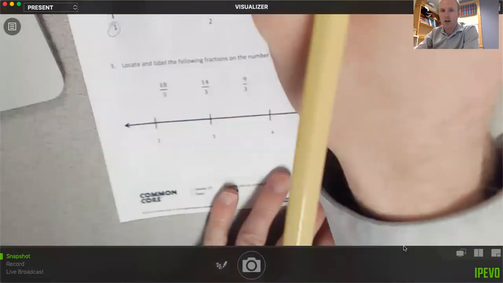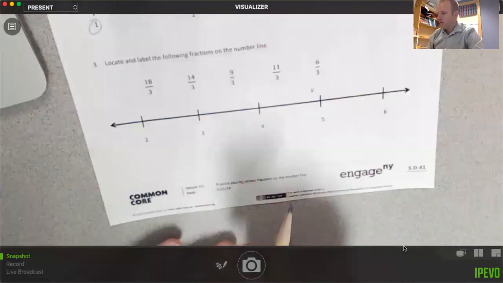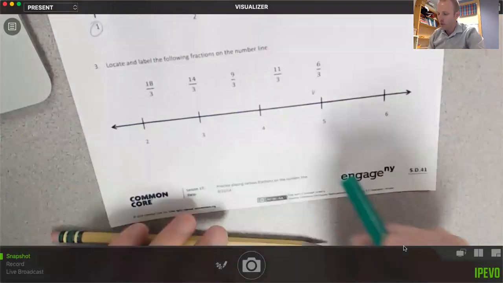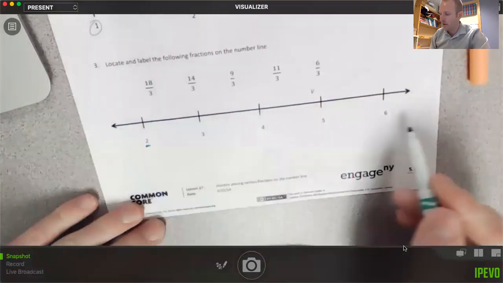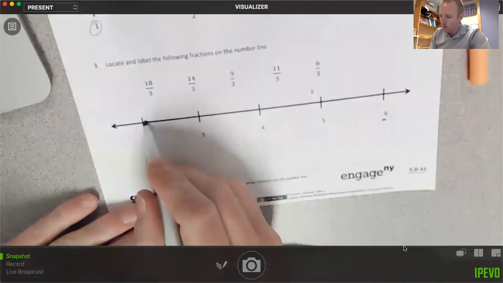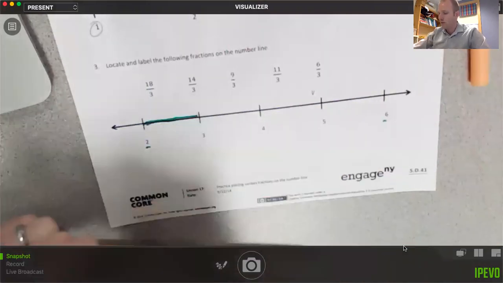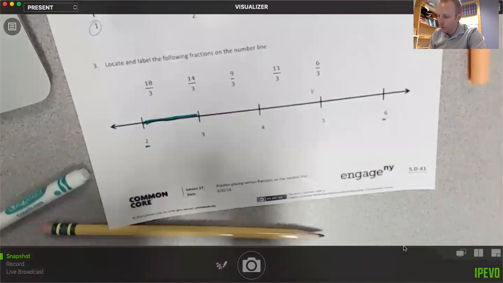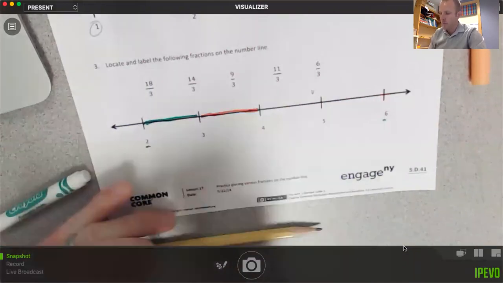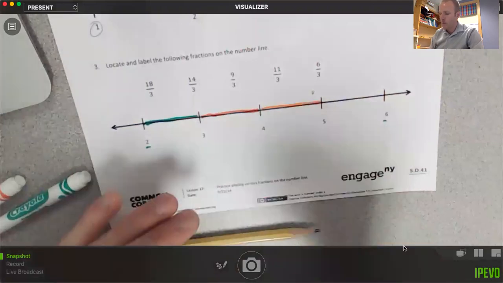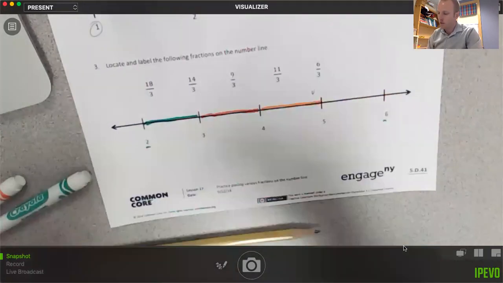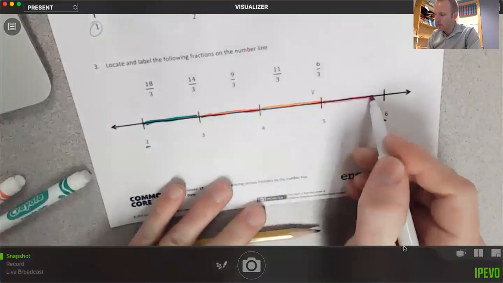Let's do one more just like this. This time I have 1, 2, 3, 4. I have 4 whole numbers starting at 2 and ending at 6. So 2 to 3 is one color. 3 to 4 is another color. 4 to 5 is a third color. And lastly, 5 to 6 is a fourth color.